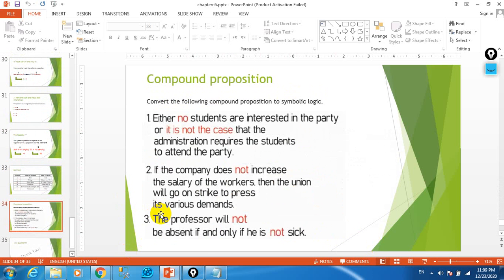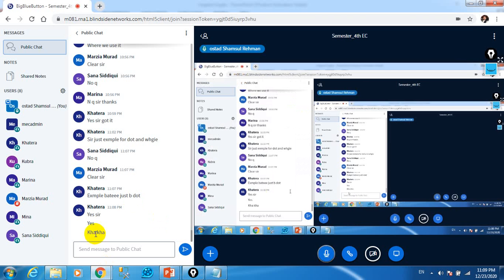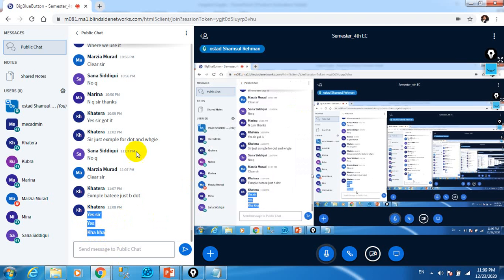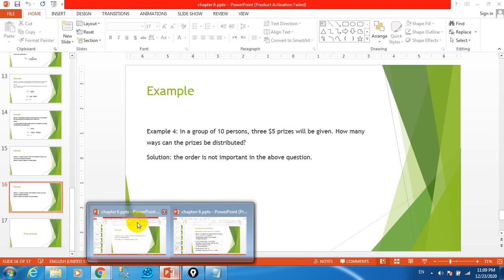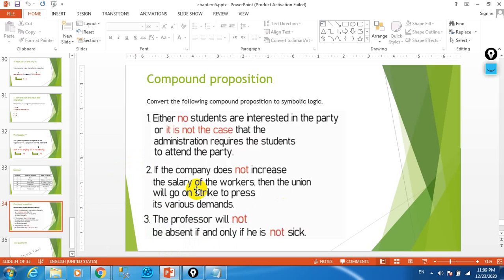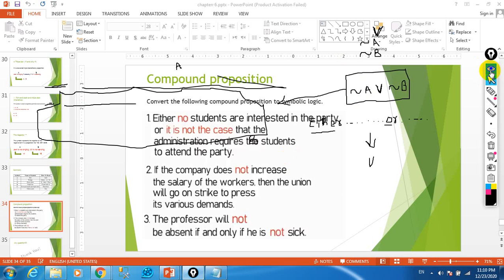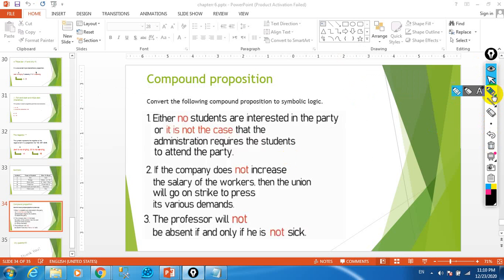Next we have, I hope you got this all. Okay, so it's clear. So next, what we have next question. If the company does not increase the salary of the workers, then the union will go on strike to press its various demands. So now how will we represent this by using the symbolic logic? Very easy.